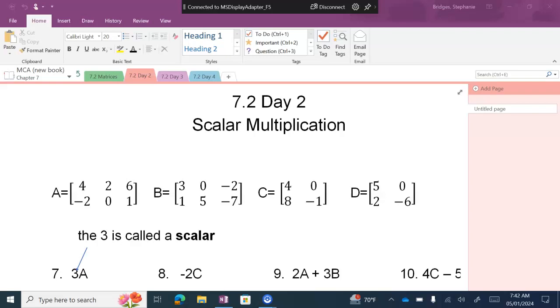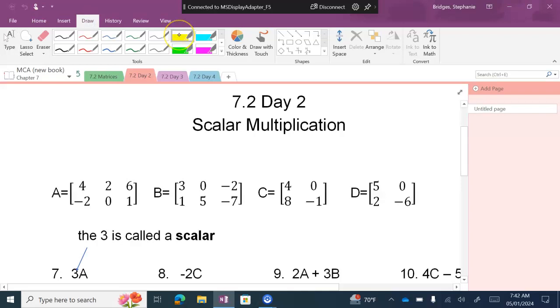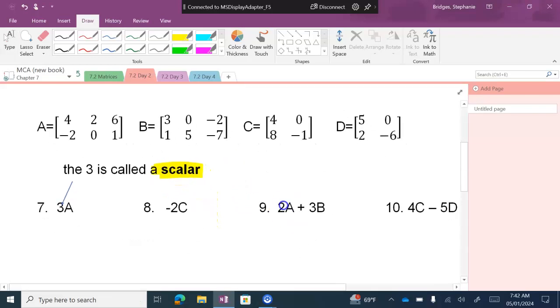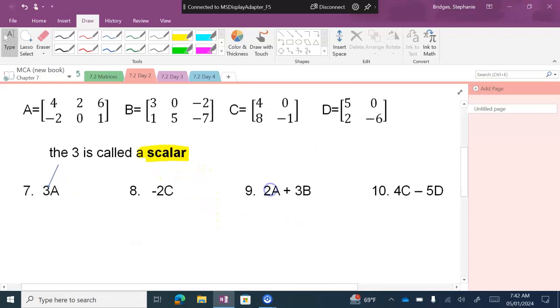But one thing you do need to know is that number that we are multiplying by. So for example, in question number 1, that 3 is called a scalar. That will be a question on your quiz on Friday. Okay. The number in front that you are multiplying by is called a scalar. So you might want to jot that down because it will be a question on our quiz.